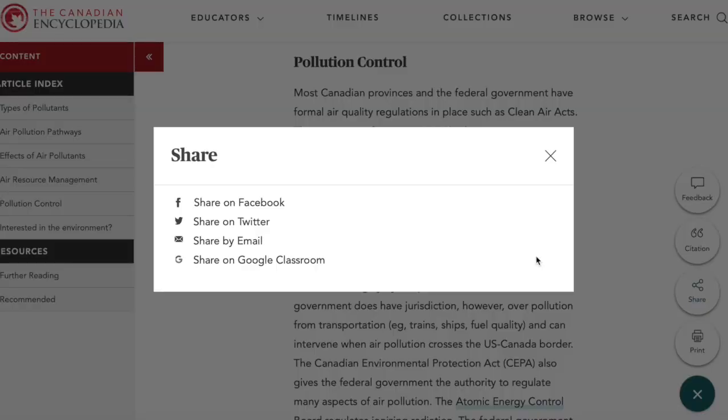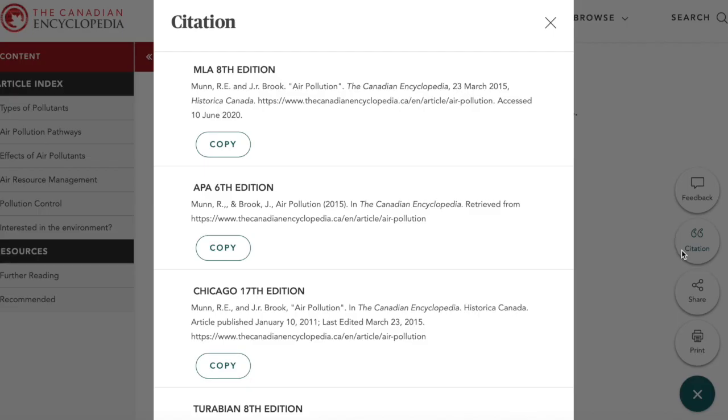There's a share feature where you can email yourself the article. There's also a citation machine. At BCSS, we use MLA and APA. So make sure you ask your teacher which one he or she prefers.